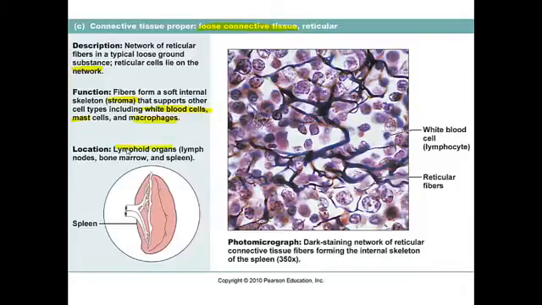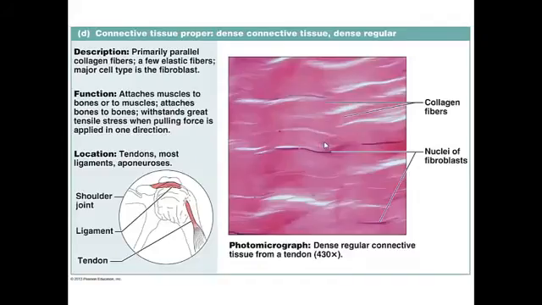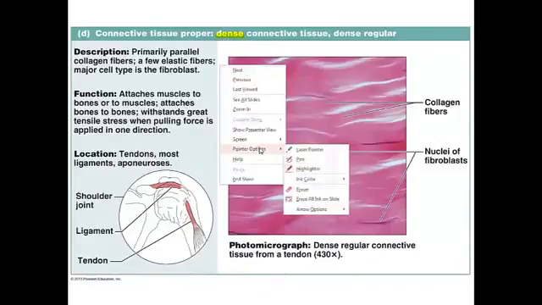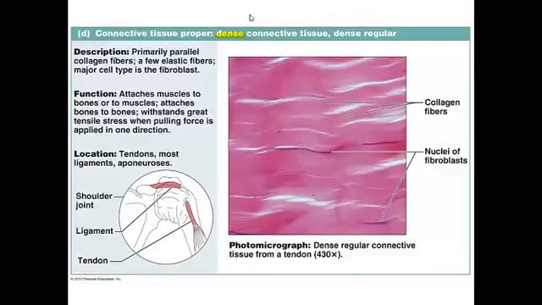So we find it in lymphoid organs like lymph nodes, bone marrow, and also spleen. So it looks very distinctly different than the other two types of loose connective tissue. So these are the three types of loose connective tissue. We then have three types of dense connective tissue. And again, dense connective tissue means that there is very little space. So the matrix is very compact. And our first example of this would be dense regular connective tissue.